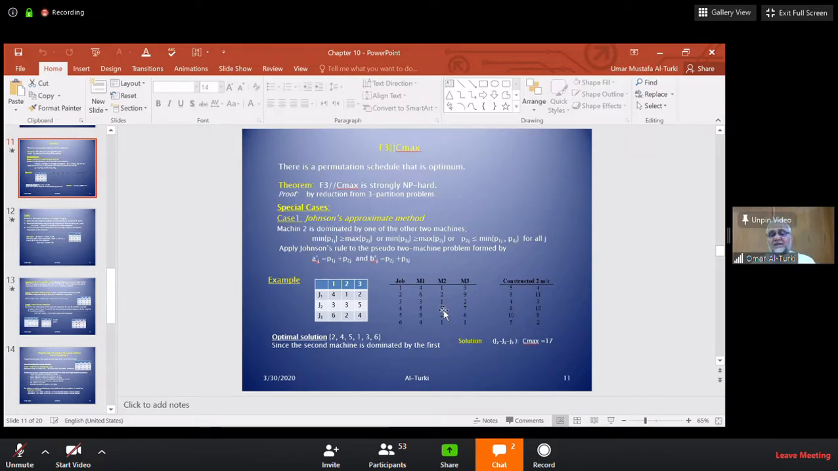Now, if you do this, although the second machine is not dominated by any one of the two machines, would you get the optimum solution?